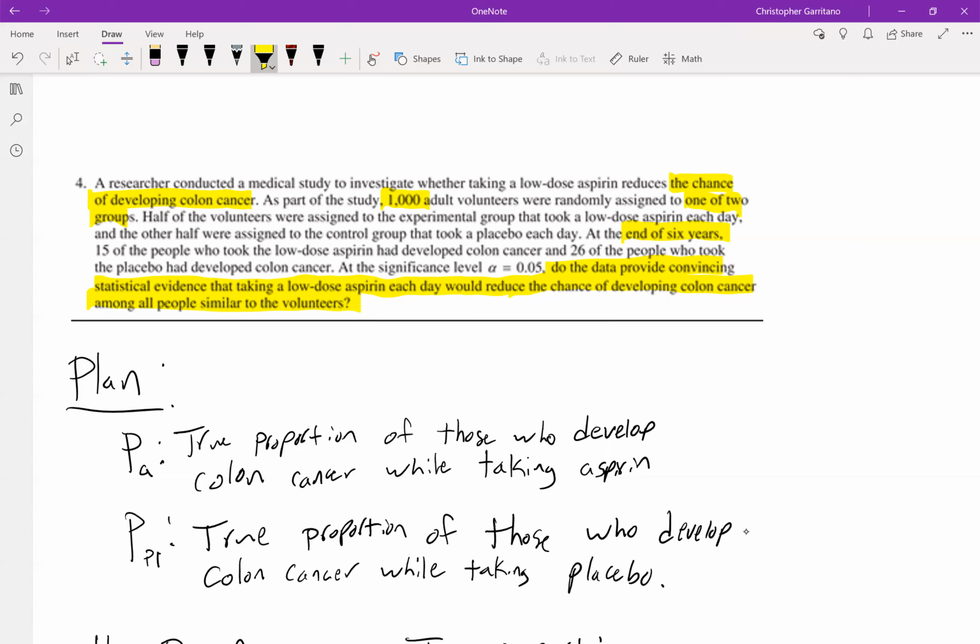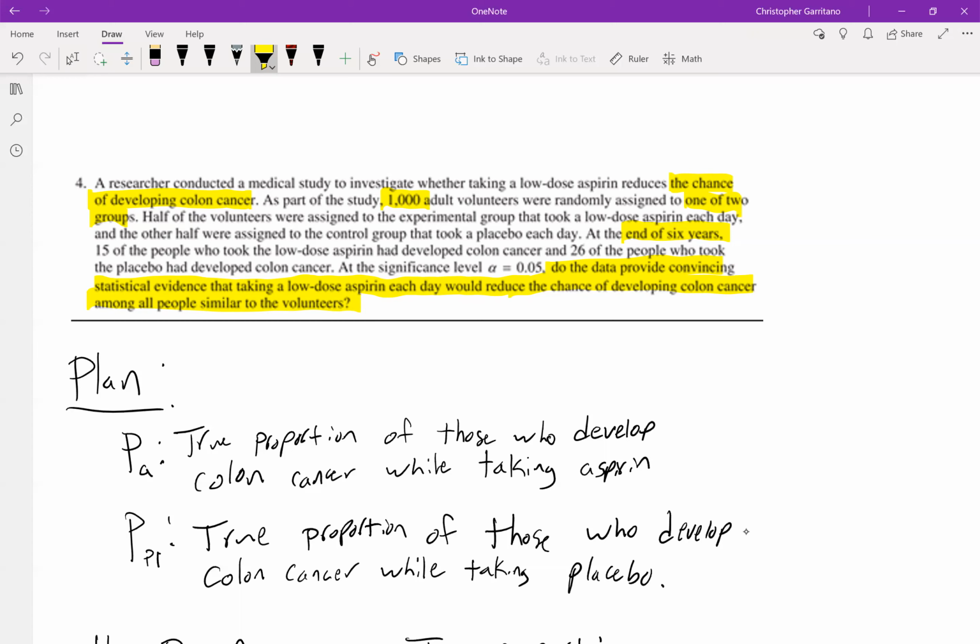Now, this means we are running a hypothesis test, right? Because the question is not asking you to estimate the difference. It is simply asking you to determine if the observed information provides evidence that we indeed have some kind of statistically significant result showing that aspirin actually reduces cases.